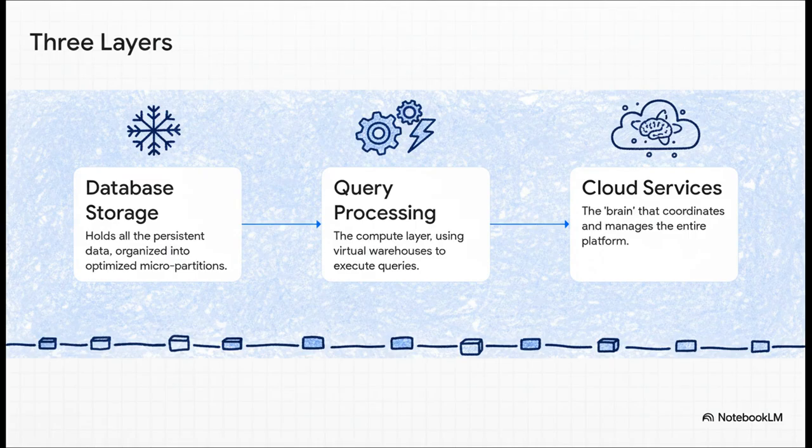Okay, so think of it like this. Snowflake is built on three totally separate, independent layers. First, you have the storage layer, which is pretty simple. It just holds all the data. Then you have the compute layer, which does all the heavy lifting, all the processing. And on top, you have the cloud services layer, which is basically the brain that manages and coordinates the whole operation. And the most important thing to get here is that these layers can all scale completely independently from one another.